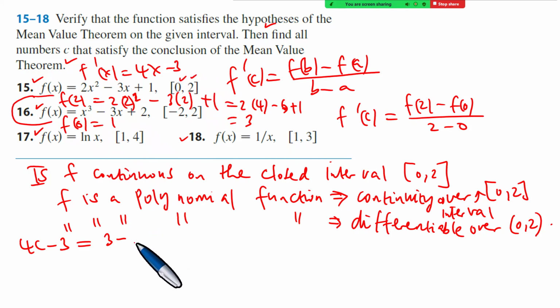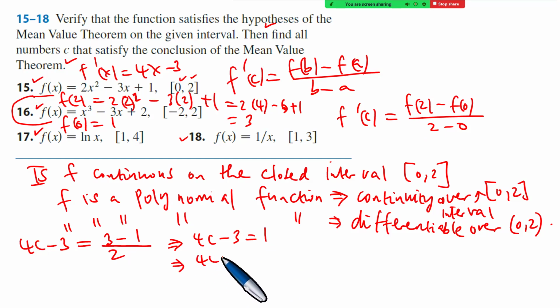f of 0 itself, it's a 1, right? So that is what we have here. So we say f of 0 is a 1. We divide by 2 minus 0. What is 2 minus 0? Right, so we can see that 2 minus 0 becomes exactly a 2. The implication then is that 4c minus 3 over 2 becomes a 1.